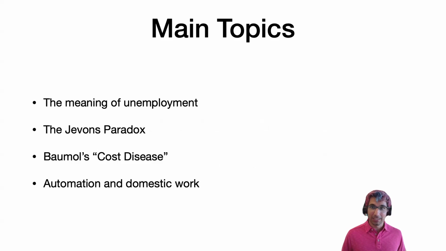So the main concepts that I want to go through in this video are the meaning of unemployment, why it's a bad thing, the Jevons paradox, Baumol's cost disease, and the implications of automation on domestic work. And for those middle two, I'll explain what they are when we get there.